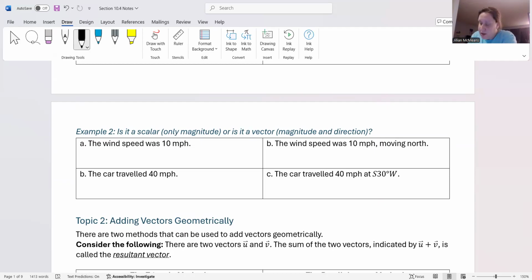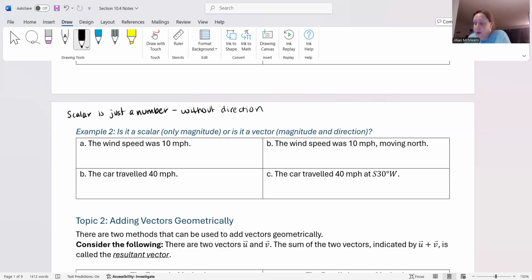So a scalar is just a number, and I'm going to put this extra little bit here: it's just a number without direction. I have this little question: is it this or is it that? So for example 2, it says, is it a scalar, which means it only has magnitude, so it's just a number without a direction? Or is it a vector, which means it has magnitude and direction, so it's a number and it also has direction?